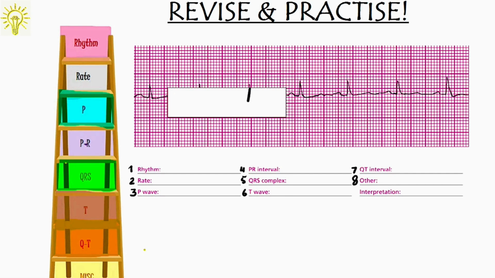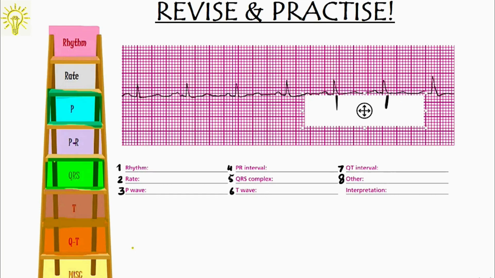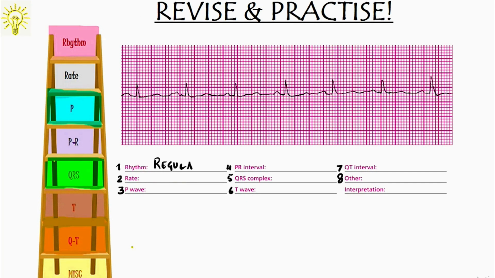So step 1, rhythm. With the paper, we make the markings and tally with other R waves. So all the R waves seem fine and regular. For the rate, we have 3.5 large boxes between successive R waves. So that's around 300, 150, 100. It's approximately around 90 beats per minute.